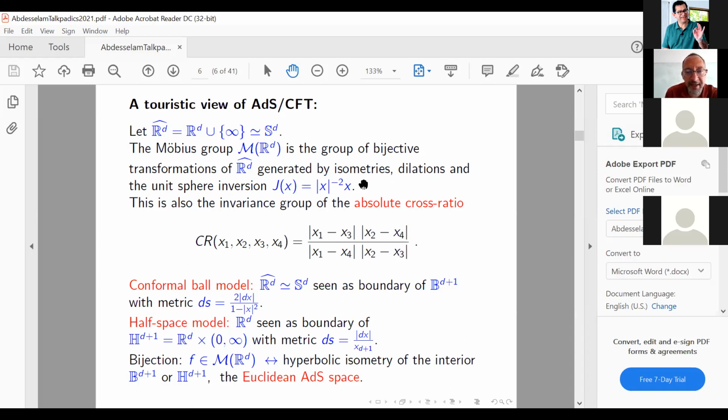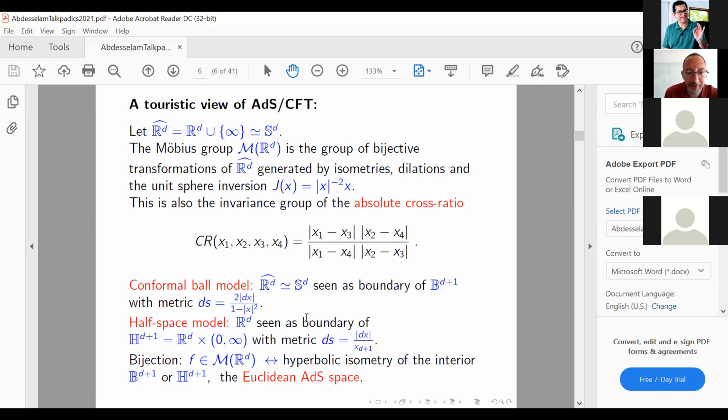So an alternate definition of this group is the invariance group of the absolute cross ratio. So x1, x2, x3, x4 are points in R^d. So you look at all bijections which preserve this. That's another way of defining the Mobius group. In the so-called conformal ball model, so this is like the Poincaré disk, this compactified space-time R^d plus a point can be seen as the boundary of a d+1 dimensional ball, which is equipped with this hyperbolic metric.